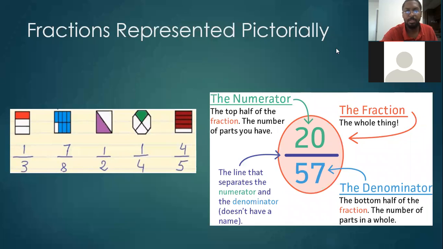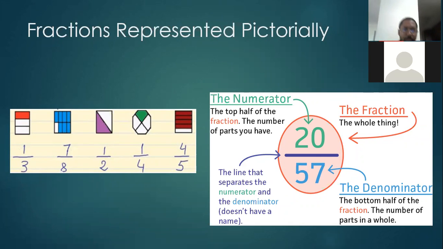And another pictorial representation of it, we have a numerator on top, denominator on bottom, the whole thing called a fraction, and there's a line that goes in between. We don't have a name for it. It's just there. All right?